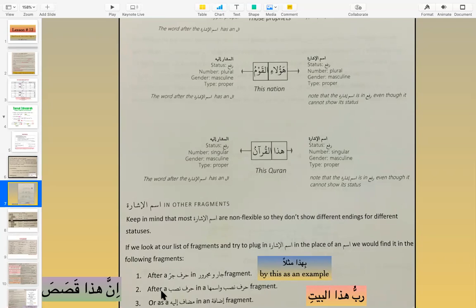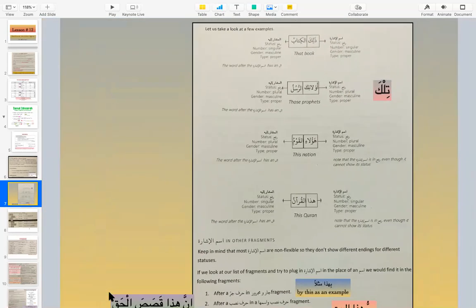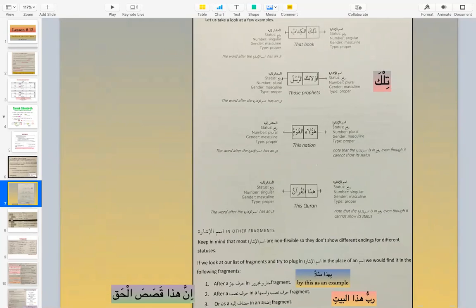Then we have harfu nasab. Let's see if harfu nasab comes before haza, what is going to happen? Inna haza qasasal haq. So inna, indeed, haza. What do we need after inna? We need its ism, which should be nasab in status. So this haza is our ismu inna. After haza we don't have al, so this is a sentence. How are we going to translate? Indeed, this is a narration, al-haq, the truth. This is the true narration. So indeed, this is a true narration.